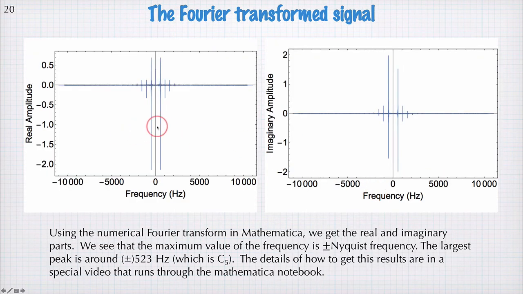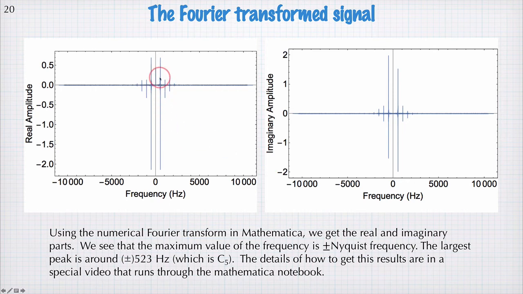So here's the Fourier transform. This is a real part and an imaginary part. We have real and imaginary parts because the function is neither odd nor even, so we get a bit of both. The data here is plotted from negative to positive the Nyquist frequency, and that's the maximum range of data that is sensible to plot, because we can't understand frequencies that are beyond the Nyquist frequency.